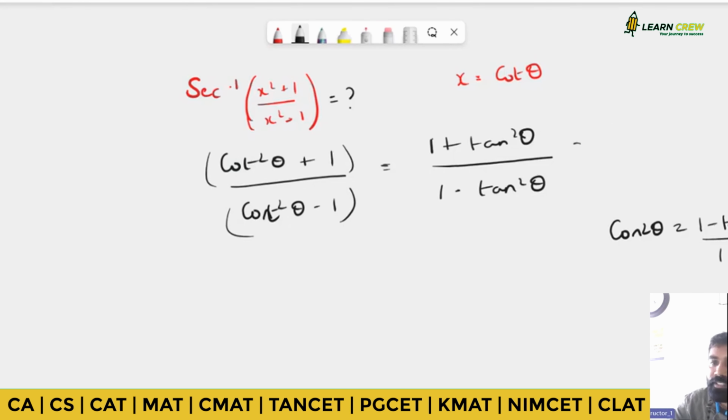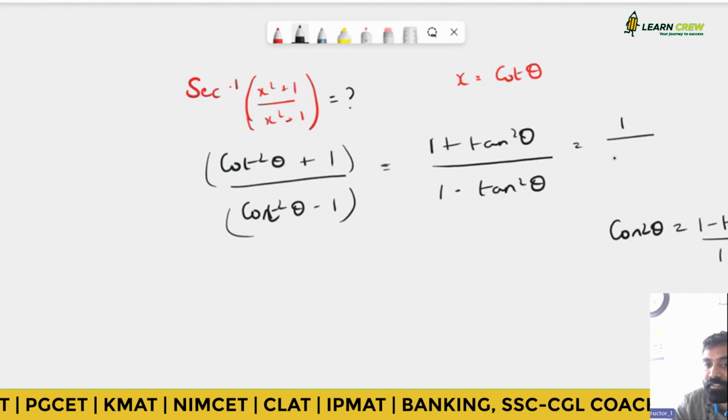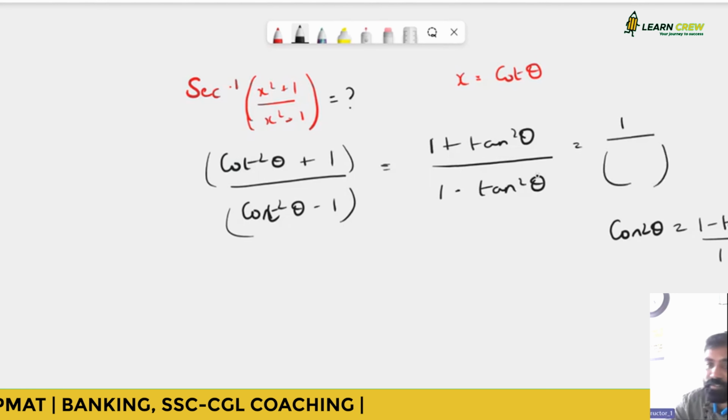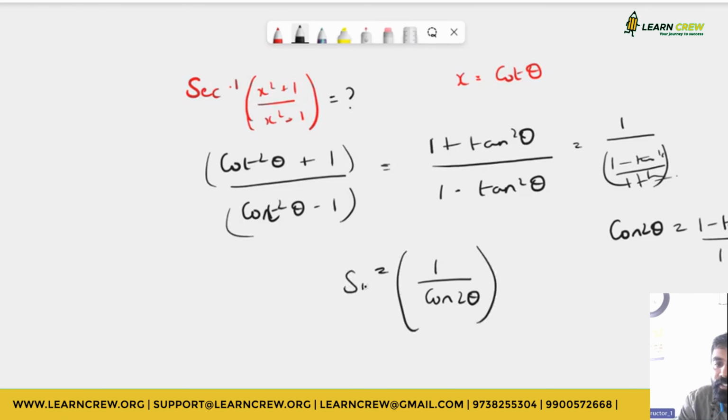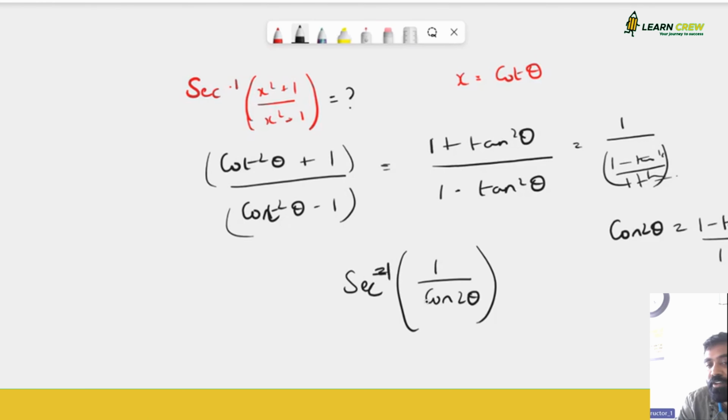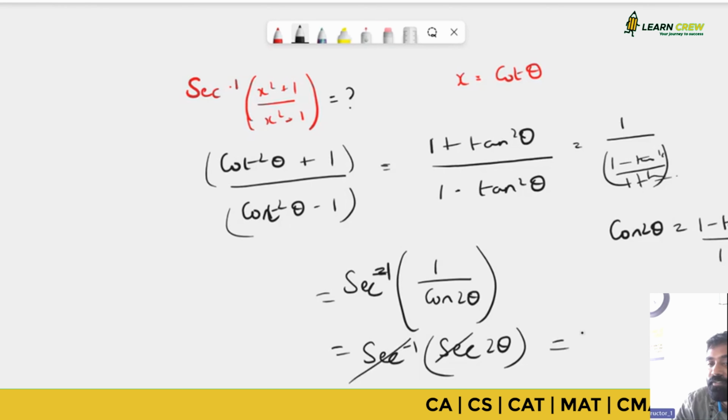So can I do this as the reciprocal of this entire thing? 1 divided by the reciprocal of so much. If this becomes 1 minus something divided by 1 plus this tan square theta, this can be written as 1 divided by cos 2 theta. Now I will start adding the inverse to it. Secant inverse of 1 divided by cos 2 theta can also be written as secant inverse of secant 2 theta. Now this secant and secant get cancelled. You're left with 2 theta.